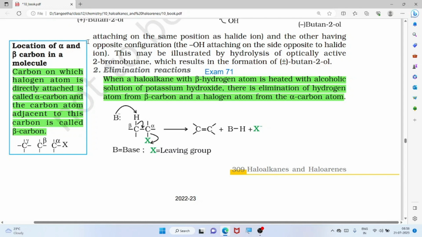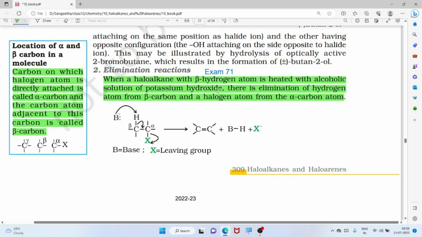The location of the alpha and beta carbon in a molecule: the carbon on which the halogen atom is directly attached is called alpha, and the carbon atom adjacent to this is called beta. So here is the example: alpha, beta, gamma.